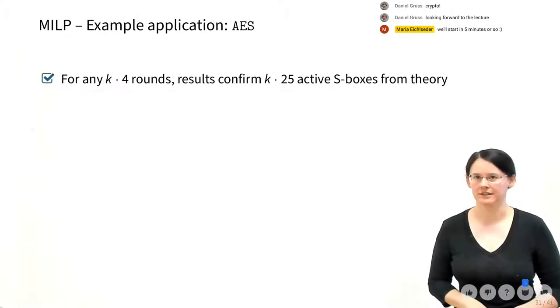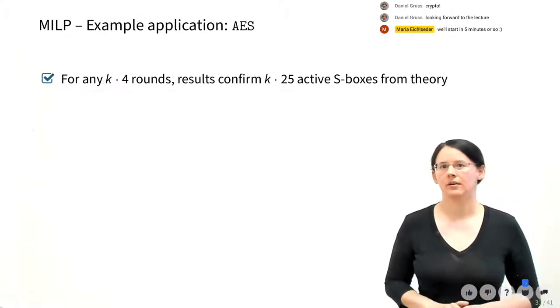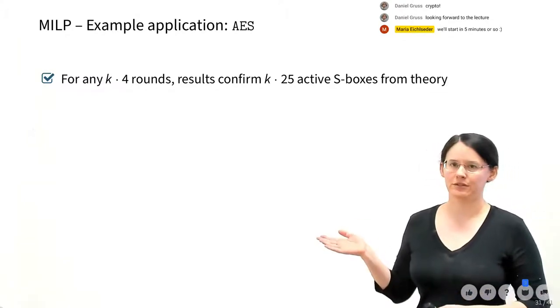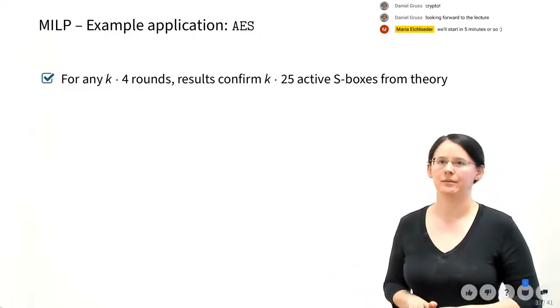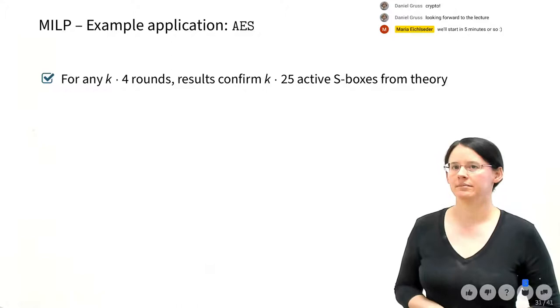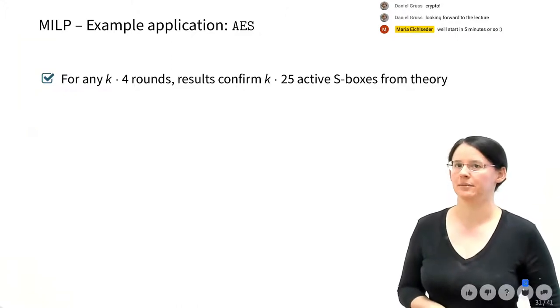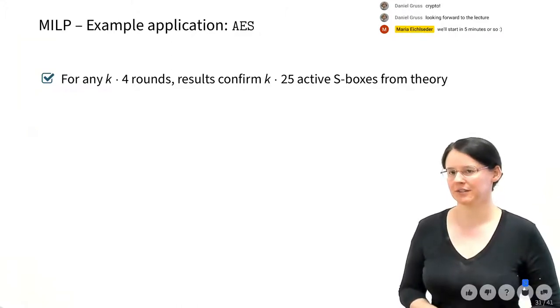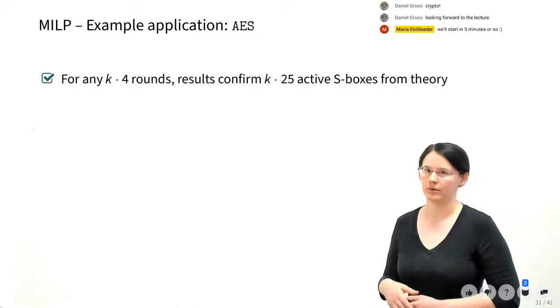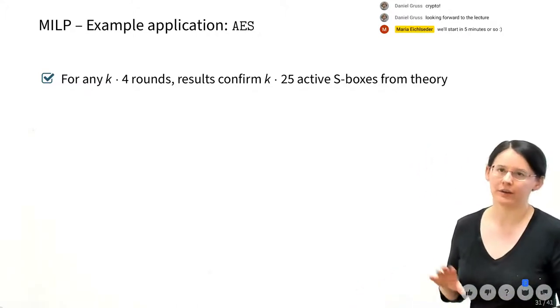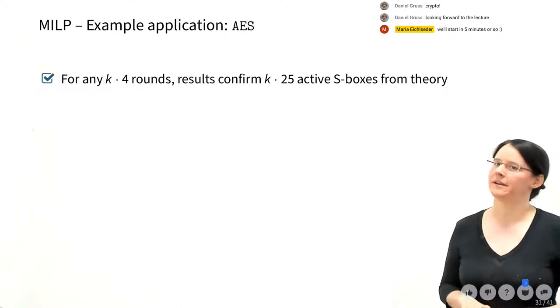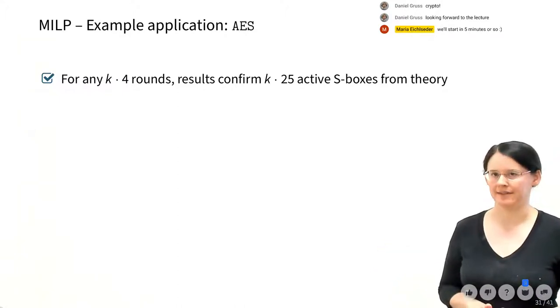What can we summarize here? If we use this tool for more than 4 rounds, we can confirm that whenever we have k times 4 rounds, these have at least k times 25 active S boxes. That's exactly what we would expect from theory. So nothing new here. However, we can of course use this for more complicated scenarios than just plain AES.